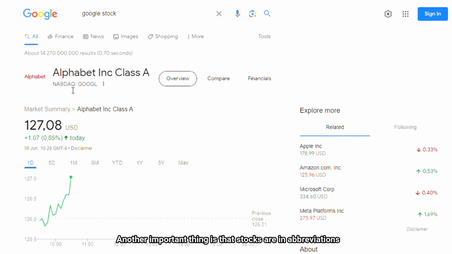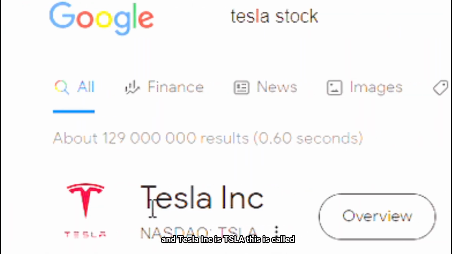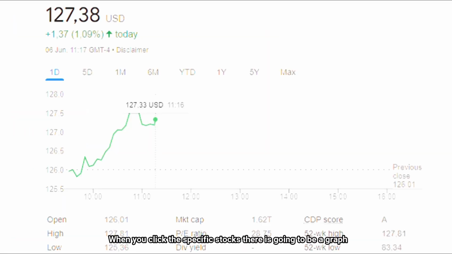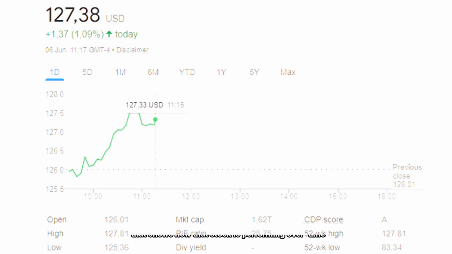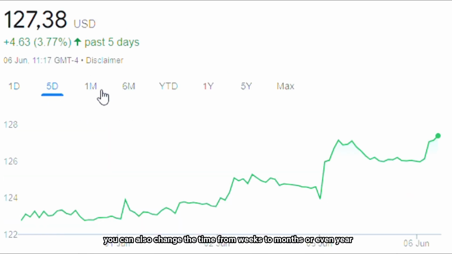Another important thing is that stocks are in abbreviation. For example, Google stock is GOOGL, and Tesla Inc. is TSLA. This is called a stock symbol or ticker symbol. When you click the specific stock, there is going to be a graph that shows how the stock has been performing over time. You can also change the time from weeks to months or even years.